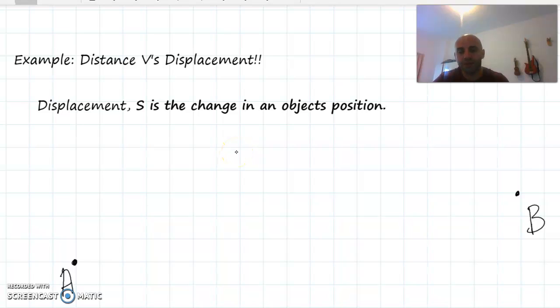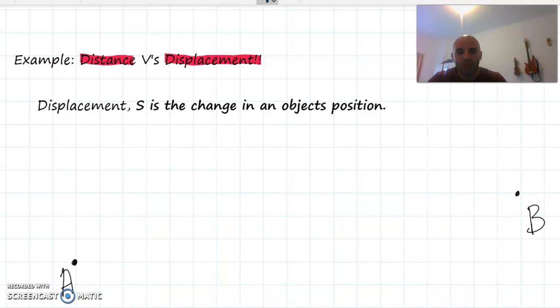Okay, so just as a typical example of some vector quantities, one common one is distance versus displacement. Distance is just a distance measured in meters or kilometers or whatever unit you're using to measure it in. But displacement is a bit more specific, and that tells us by how much that object has moved.